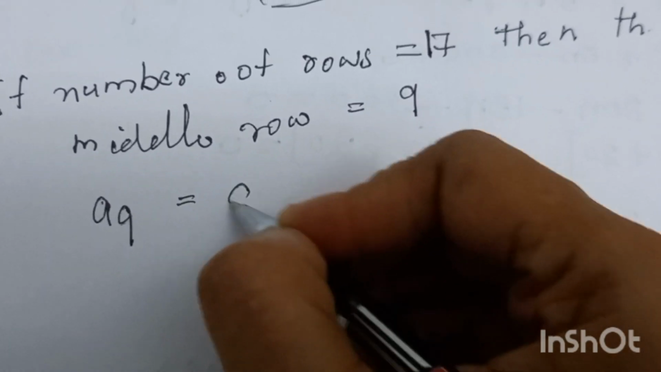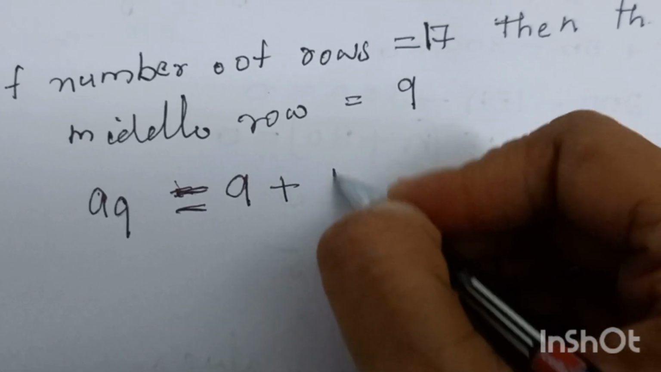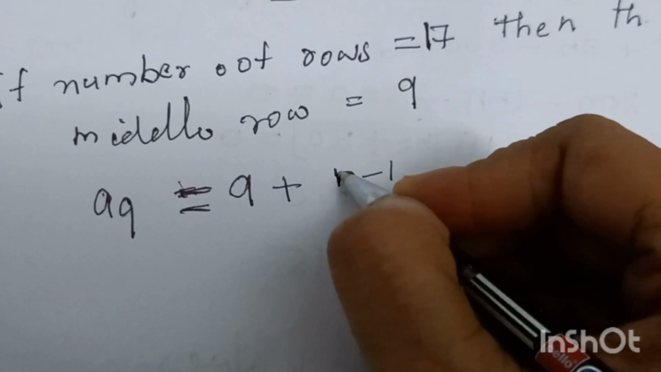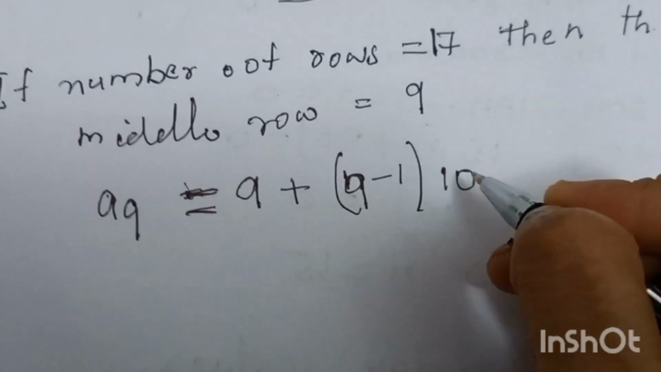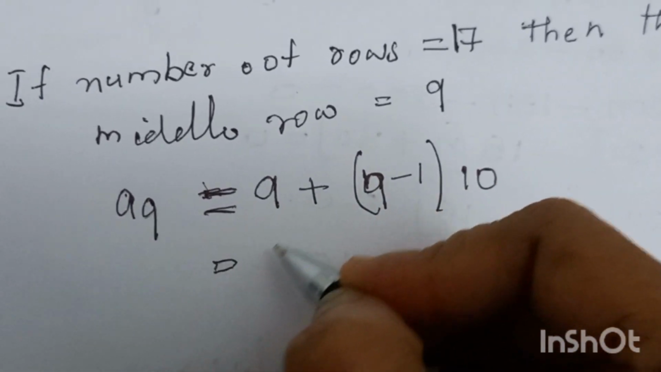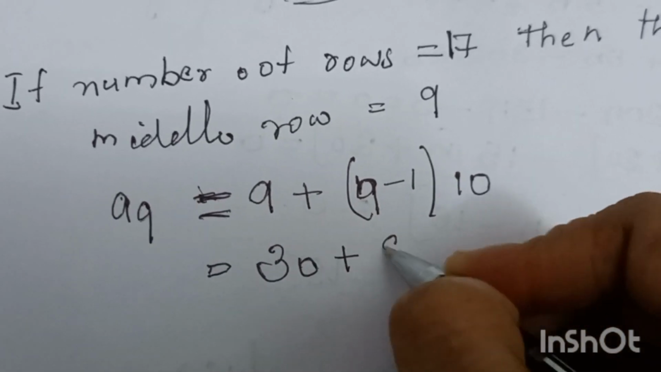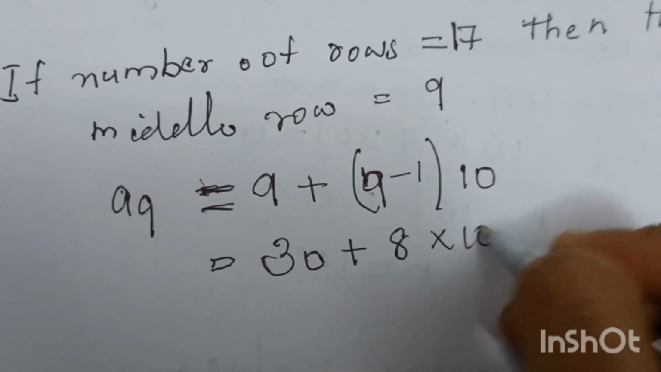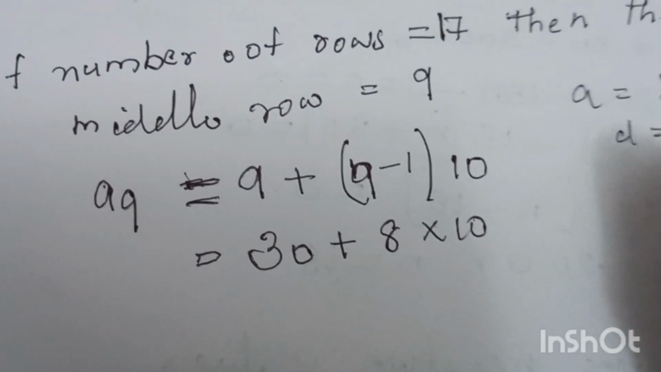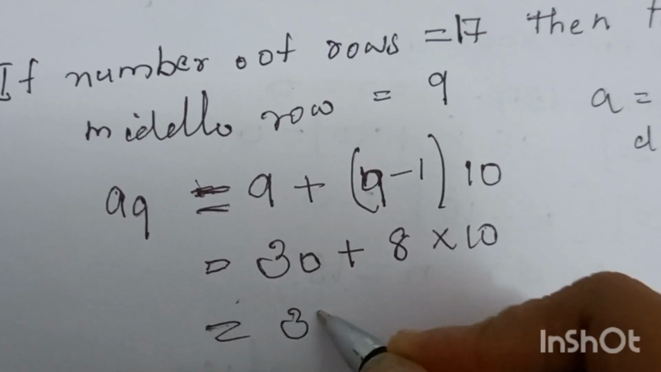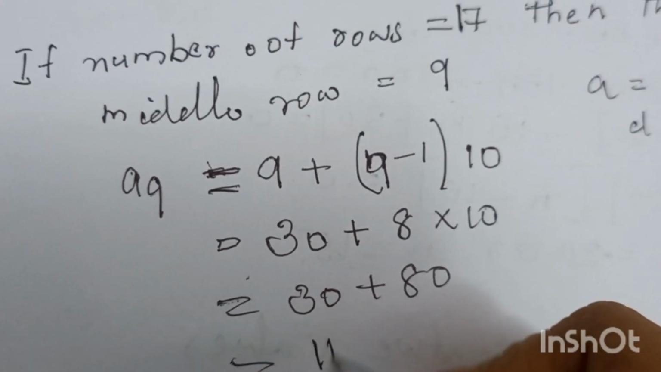Then A9 is equal to A plus n minus 1 into D. D is equal to 10. So here A is equal to 30, D is equal to 10, we already found that. So 30 plus 8 into 10, that is 30 plus 80 is equal to 110. So 110 seats.